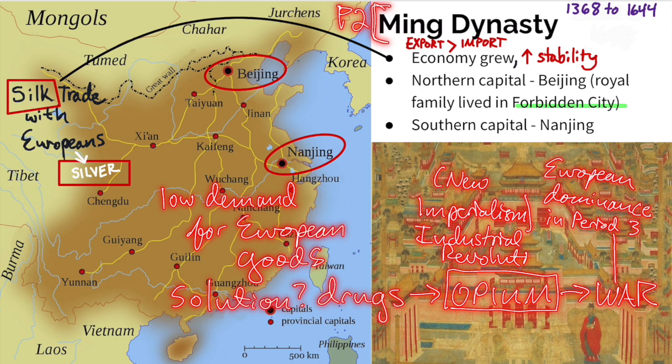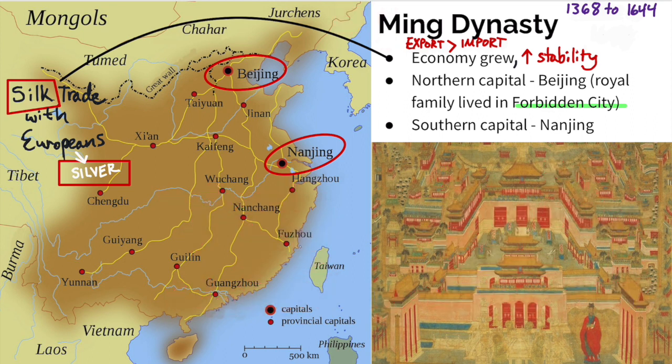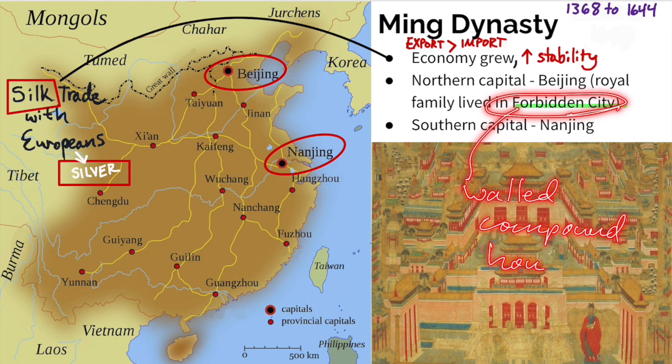Now we see in this large empire under the Ming, we have 2 capitals, a northern capital and a southern capital. The northern capital of Beijing is where the royal family, the emperor, and the court is going to live within a walled compound known as the Forbidden City. Okay, so this is where their palaces are. The southern capital is going to be in Nanjing. So this is a centralized government. They all report back to an emperor.